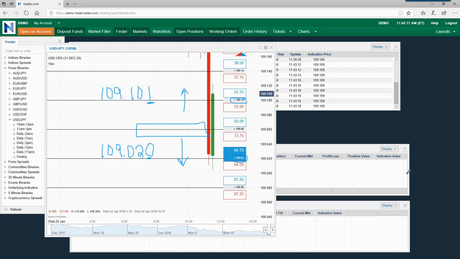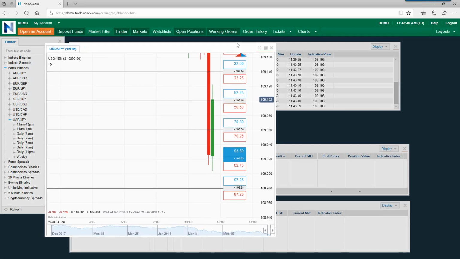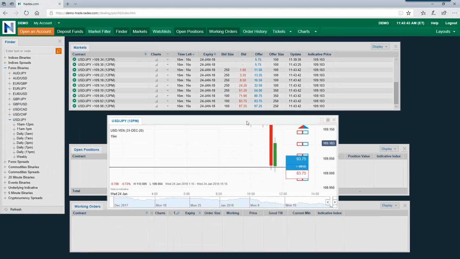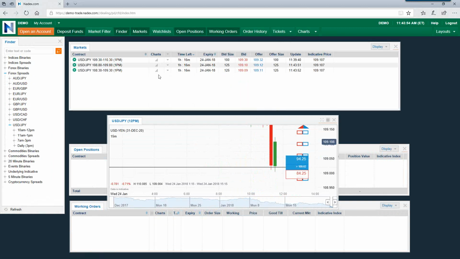Any other questions? Does everybody understand now the way binaries work? Now, what's the difference between the binary and the spreads? The spreads is something that I use when I'm expecting a big movement. Let's say that I believe this is going to go up the rest of the day. In that case, I might come in and do a binary.